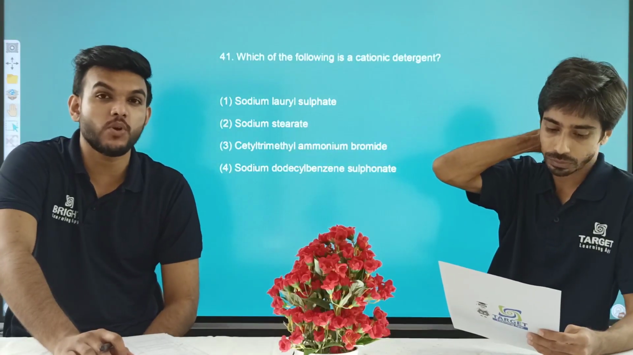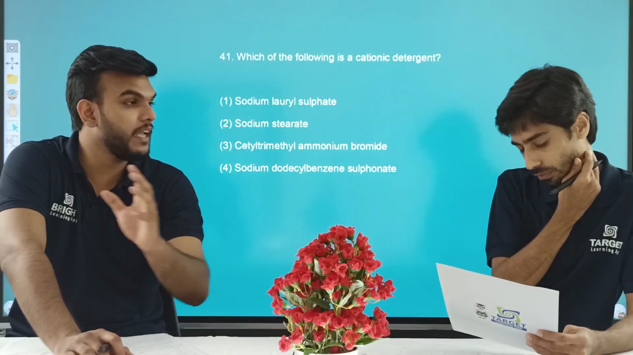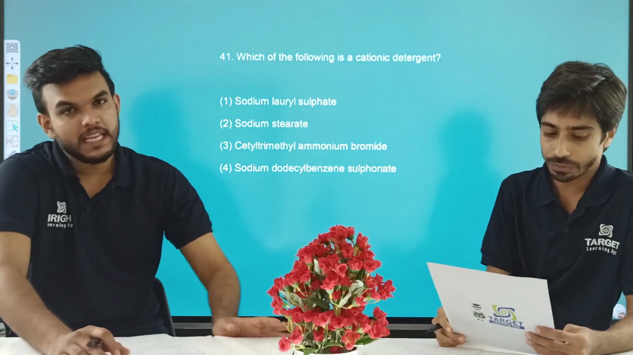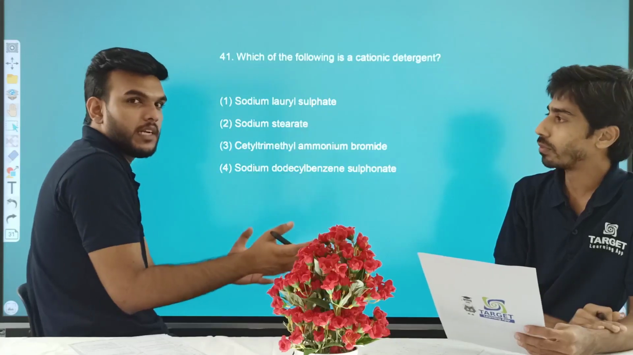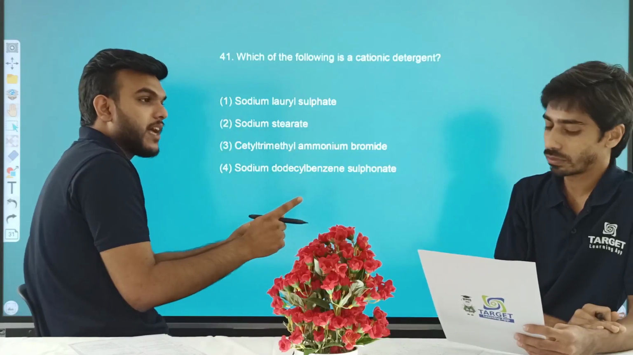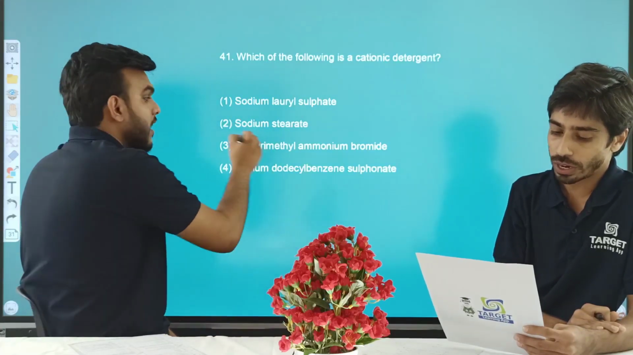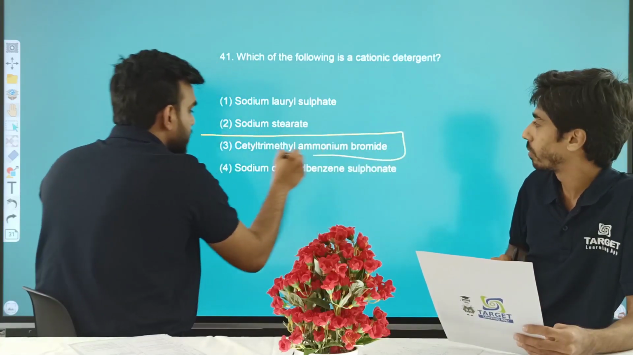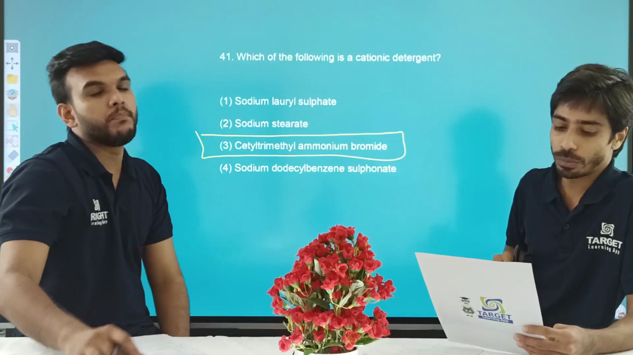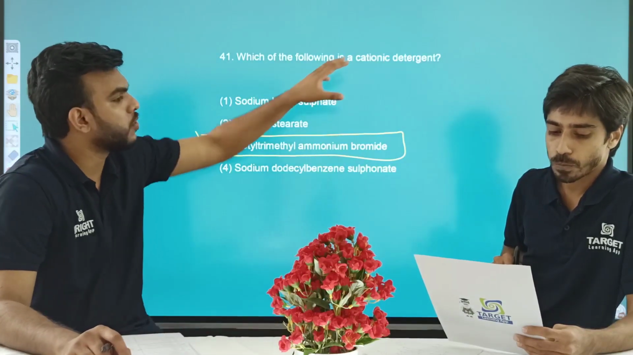Actually, this question is based on the chapter Chemistry in Everyday Life. Cationic detergent: there is no need of going through the different concepts. We are just studying a single example that is given in our NCERT. Only one example is given, that is cetyl trimethyl ammonium bromide. That is a type of cationic detergent.